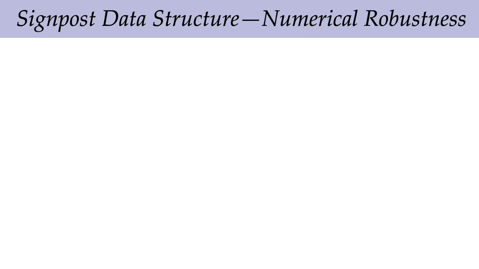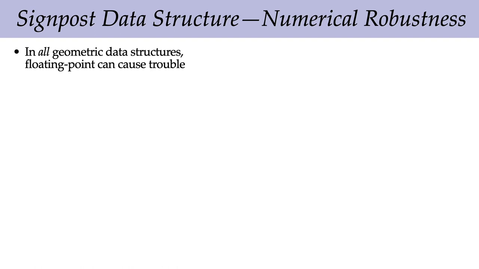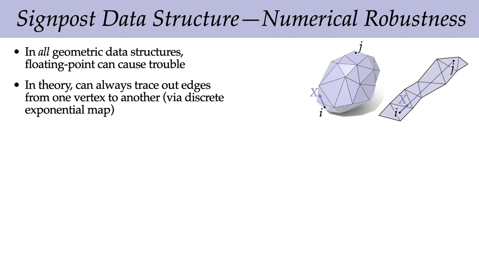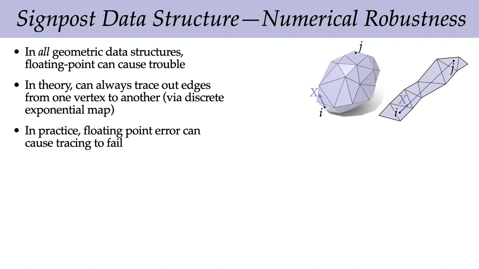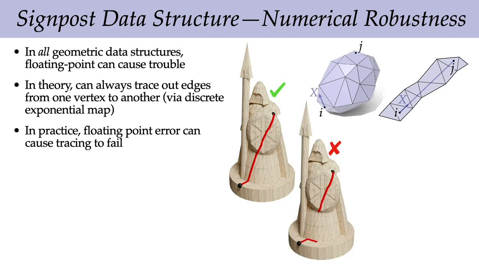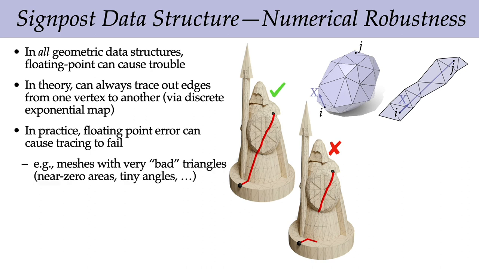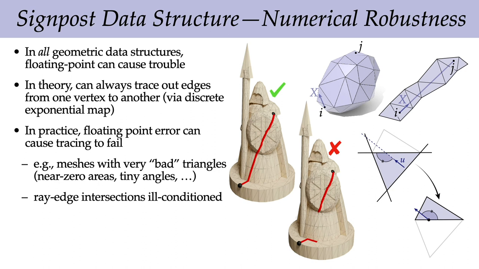One thing to always be cautious of is that all geometric data structures can struggle with floating point issues. So in theory, with this signpost data structure, we know the exact direction and exact distance to the neighboring vertices, and so we can just trace out curves using this discrete exponential map to find these edges and find these correspondences. Well, of course, in reality, we don't know anything exactly. We have floating point numbers representing all this data, and so floating point error can cause a trace that should go from one vertex to another to actually fail. We don't reach our destination. This is something that might happen on meshes with extremely bad triangles, near zero areas, and so forth. The reason is that, in those cases, these ray edge intersections are ill-conditioned, and you might make the wrong decision about where to go next.